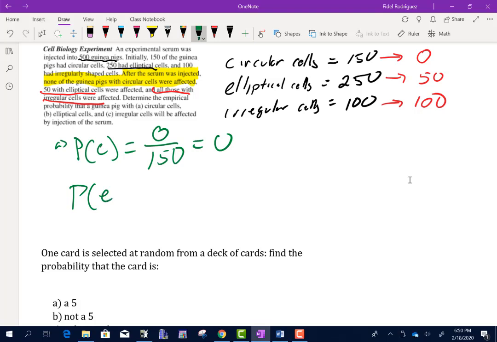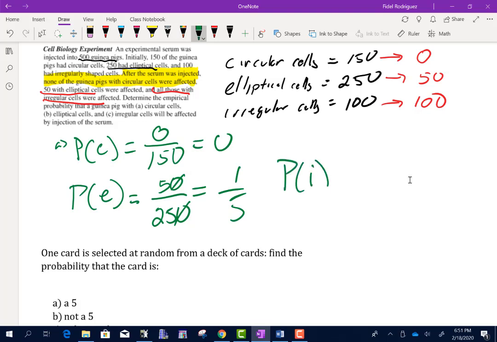Part B, the elliptical shaped cells. Out of the 250 that had elliptical shaped cells, 50 of them were affected. So let's reduce that, get rid of the 0, then we can divide them both by 5. That's 1/5. And then the ones for the irregular shaped cells, there were 100 of them, and all 100 were affected. So the probability that they're going to be affected will be 1.